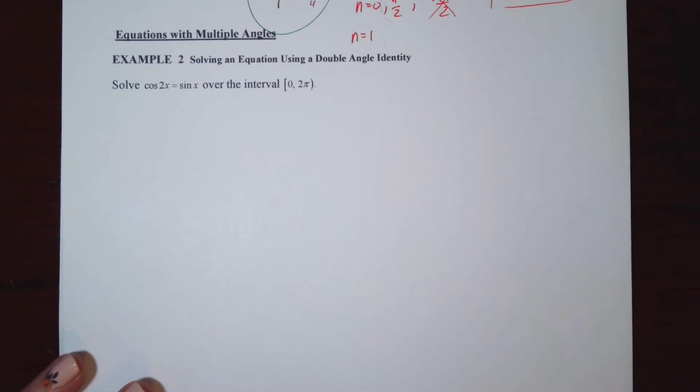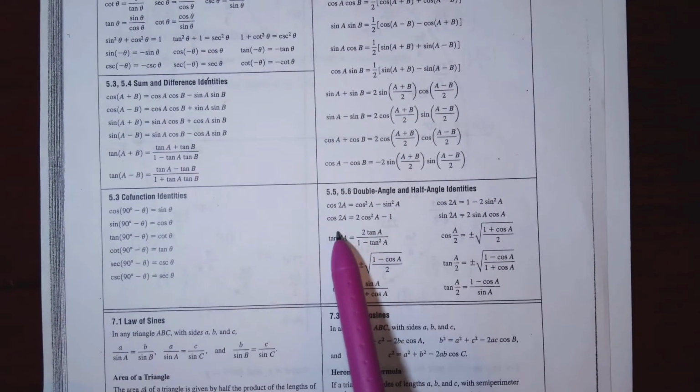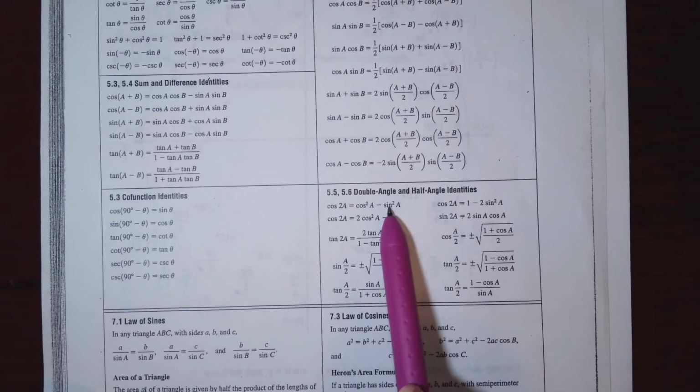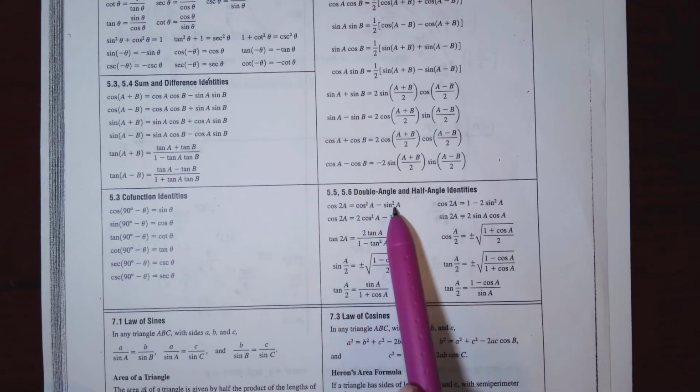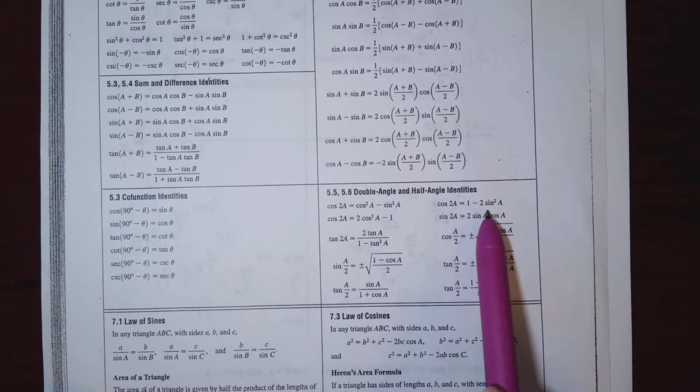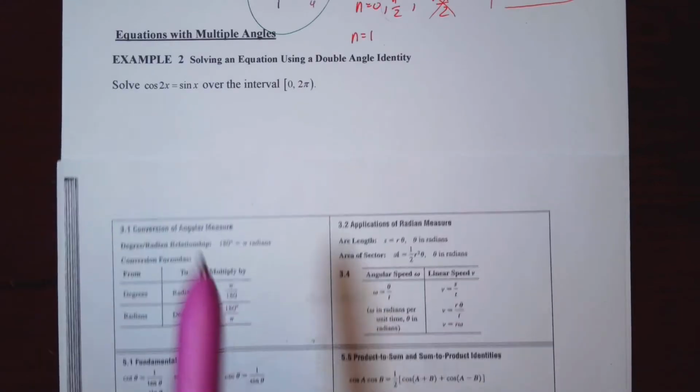So I'm going to need to pull out my double angle identities. Let's look at cosine double angle. Cosine 2x, we've got 3 options. Which one should I choose? I've got cosine squared minus sine squared, I've got 2 cosine squared minus 1, I've got 1 minus 2 sine squared. Which one should I choose?